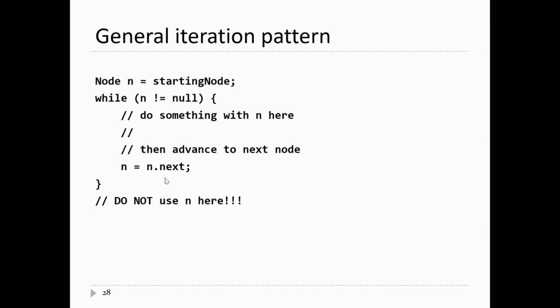When you hit the bottom node in the stack, n.next is going to be null. So when you come back up to the top of the loop, n is null, and so the loop stops running. Now, whatever you do, if you end up writing code that looks like this, you cannot use n after the loop, because n is null. If you try to dereference it, you'll end up with a null pointer exception. In C, you would have a null pointer.